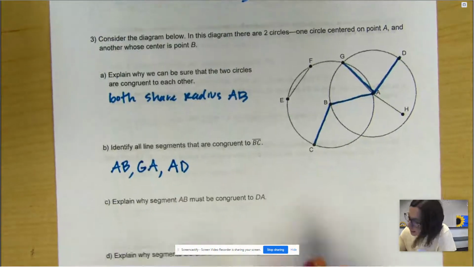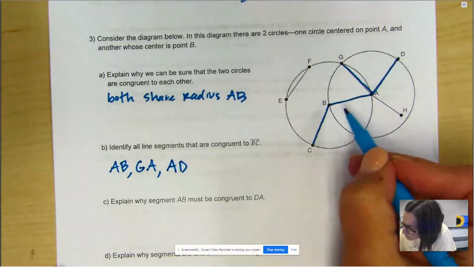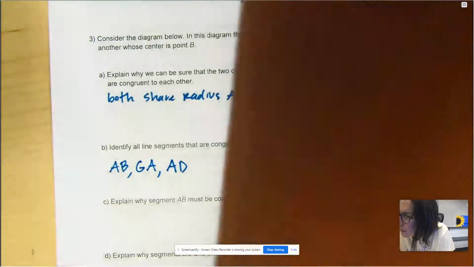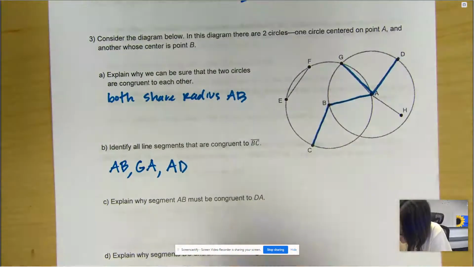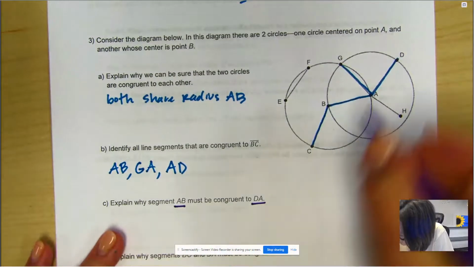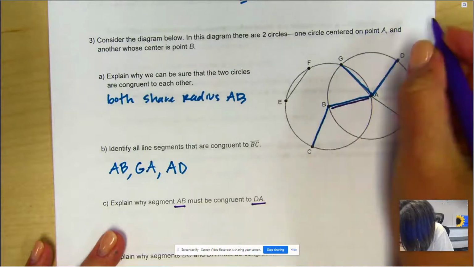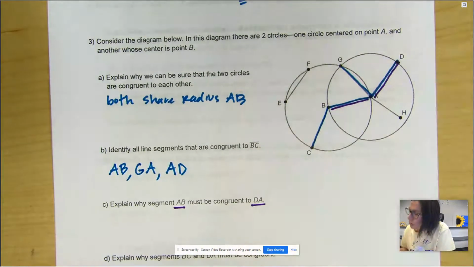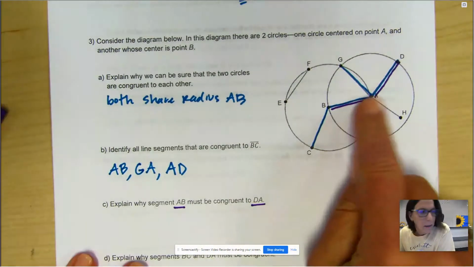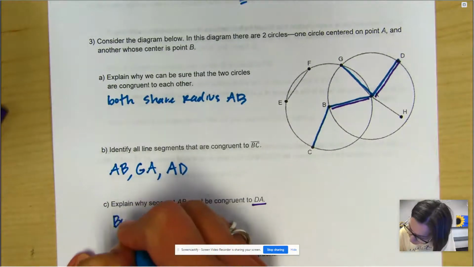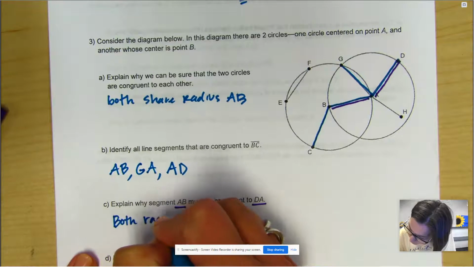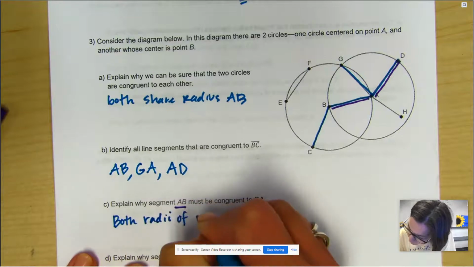Explain why segment AB must be congruent to DA. AB, DA, these two right here. Well, they're both radii of the same circle, the circle centered at A.